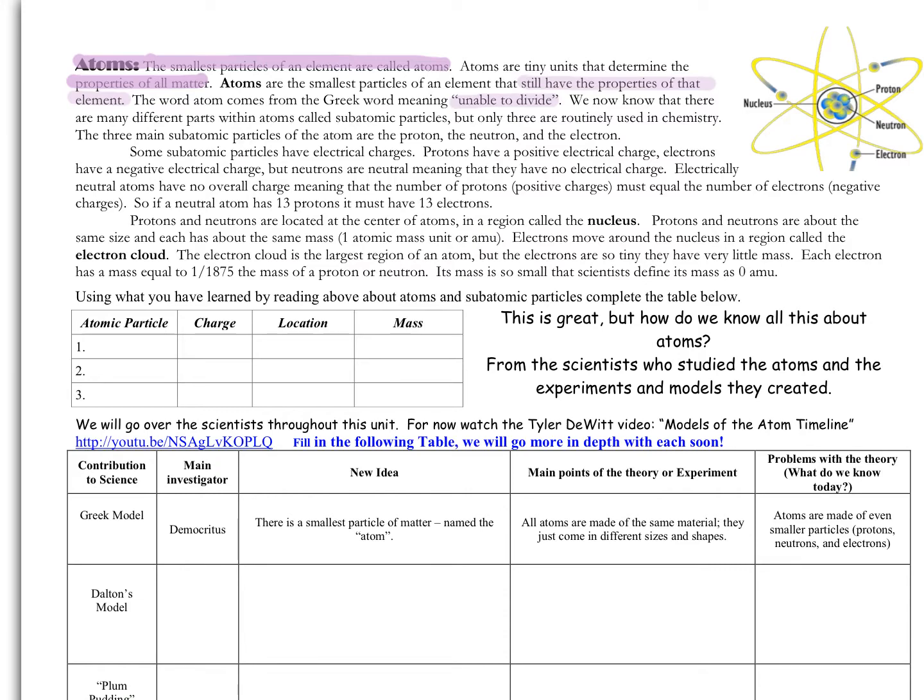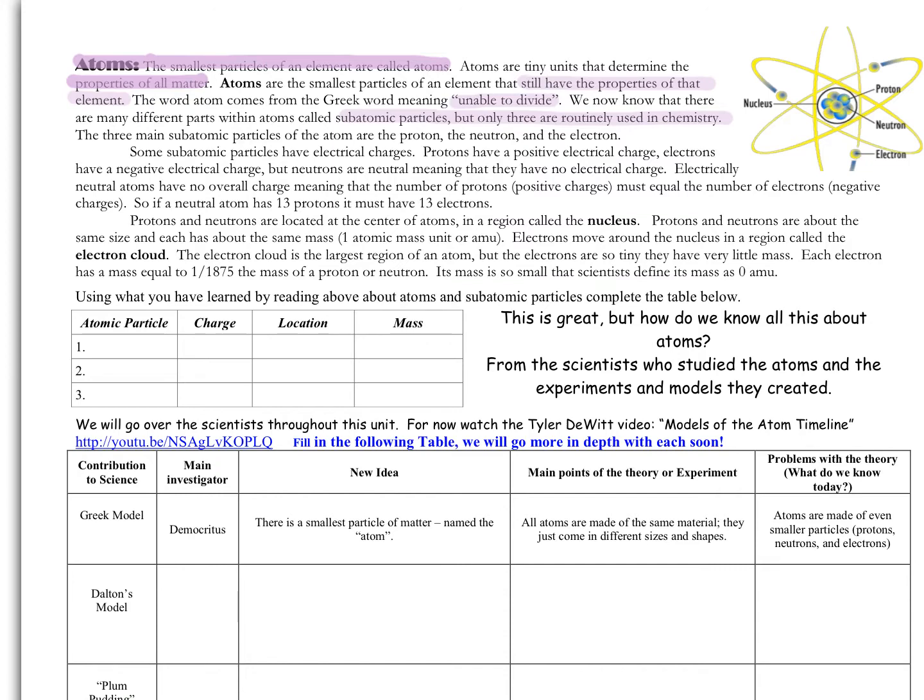So we now know that there are many different parts within an atom called the subatomic particles. We're going to only focus on 3 in this class. There are others. Protons are made of things. Neutrons are made of things. Electrons are made of things. But you won't really get into the study of those things until much later on in your science career, should you follow that.